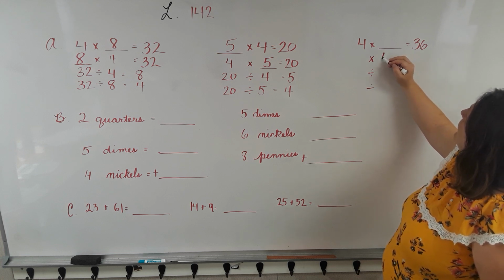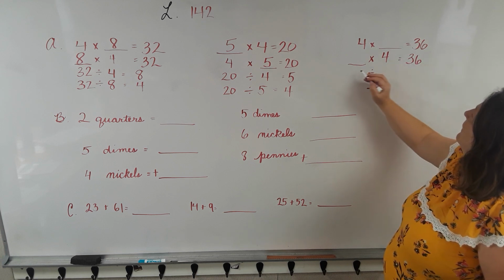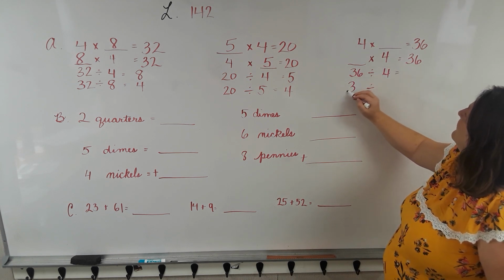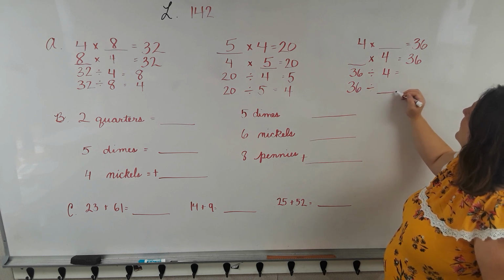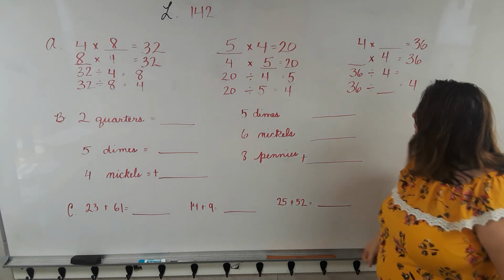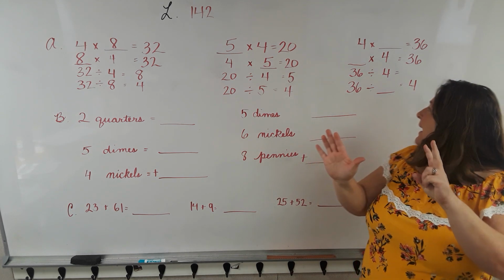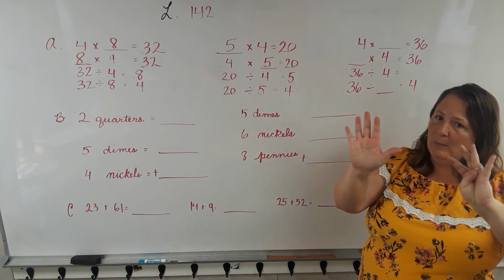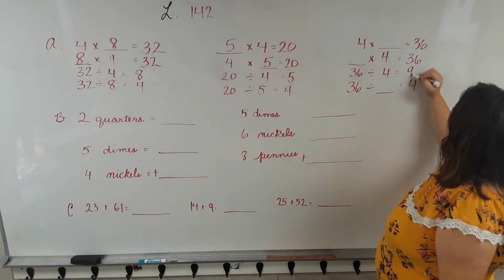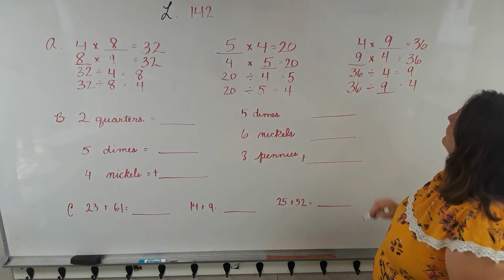So 4 times a number is the same thing as a number times 4. It equals the same product of 36. 36 divided by 4, and then 36 divided by a number equals 4. We have to count by 4s to get to 36. 4, 8, 12, 16, 20, 24, 28, 32, 36. How many groups of 4 is that? 9 groups of 4. 4 times 9 equals 36. 9 times 4 equals 36.